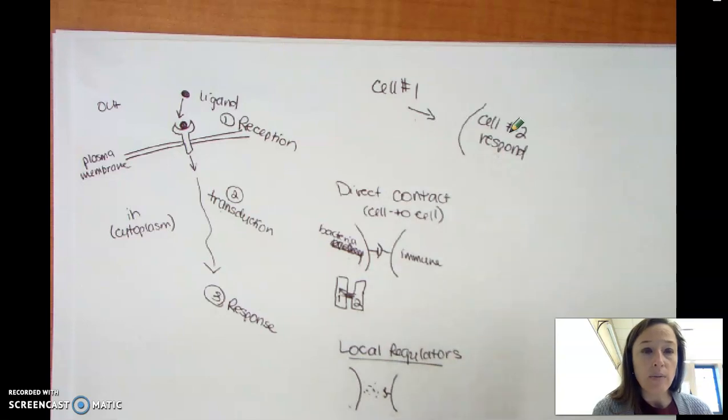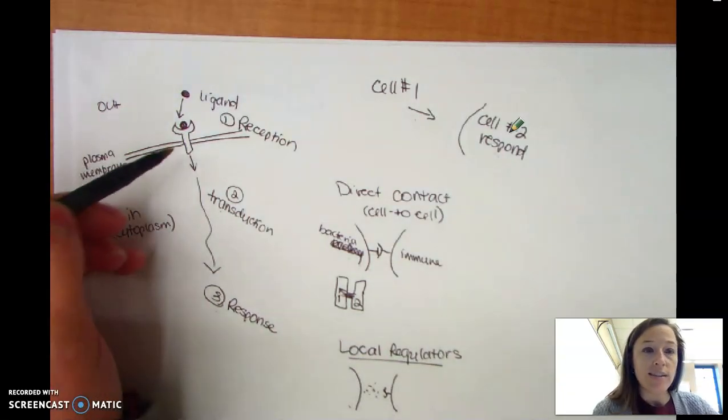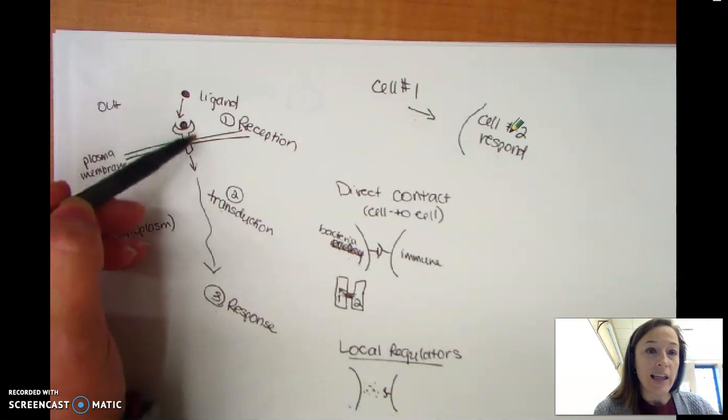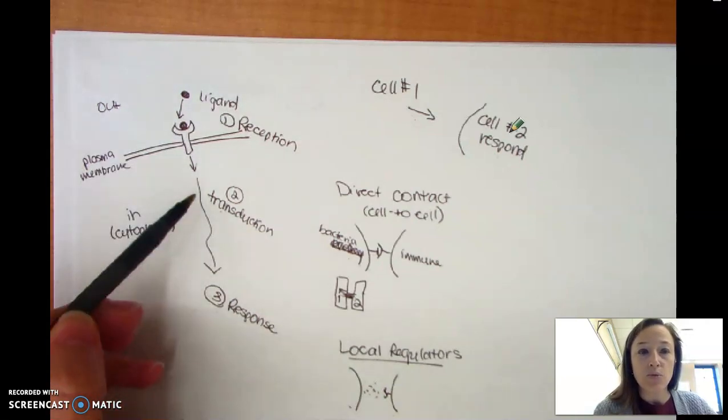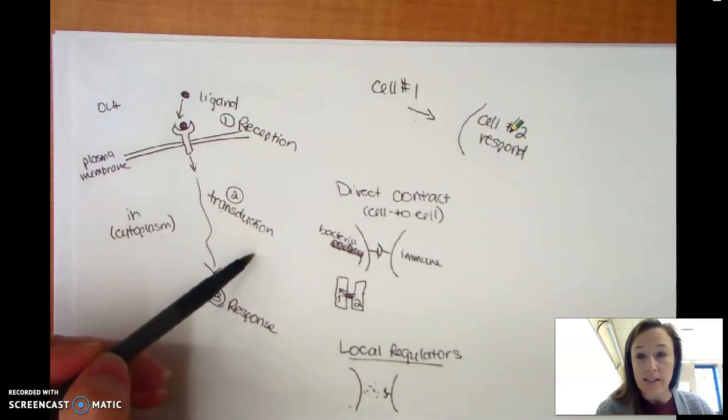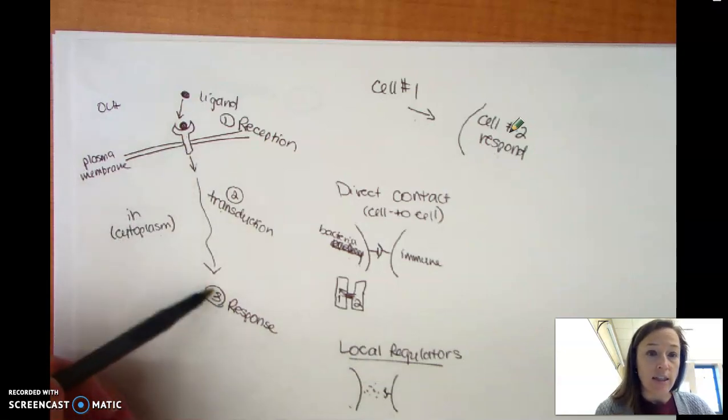And so when we talk about transduction, what we're doing is we're changing the signal from the form of the ligand, which is reception, to the form of the response. So everything between reception and response is called transduction. And it's just changing that form.